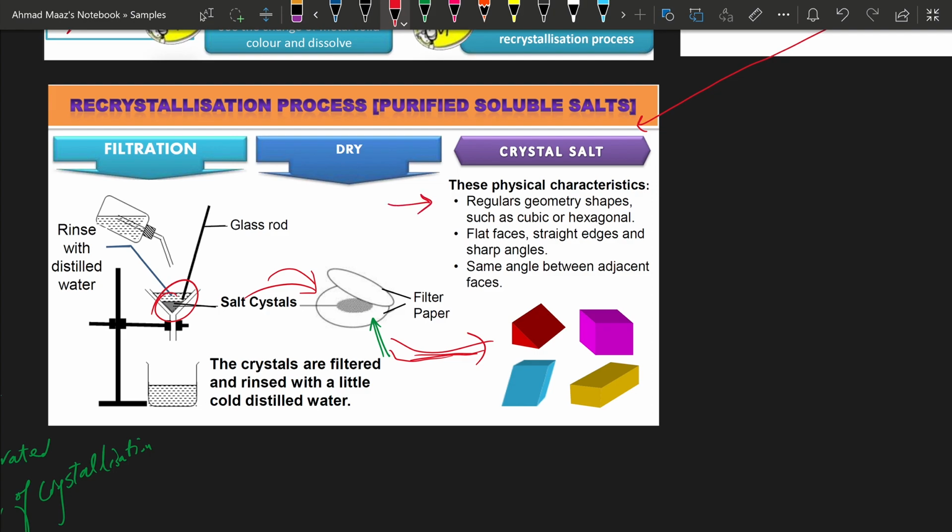The crystals that form have certain properties. They are regular geometric shapes such as cubic or hexagonal. They're not amorphous. Amorphous is powder. Powdered particles have no shape, like you see in talcum. Alright, the crystals of salts are different from amorphous powder. They have certain geometry, they have certain shapes. They have flat faces, straight edges, and sharp angles, and the same angles between adjacent faces.